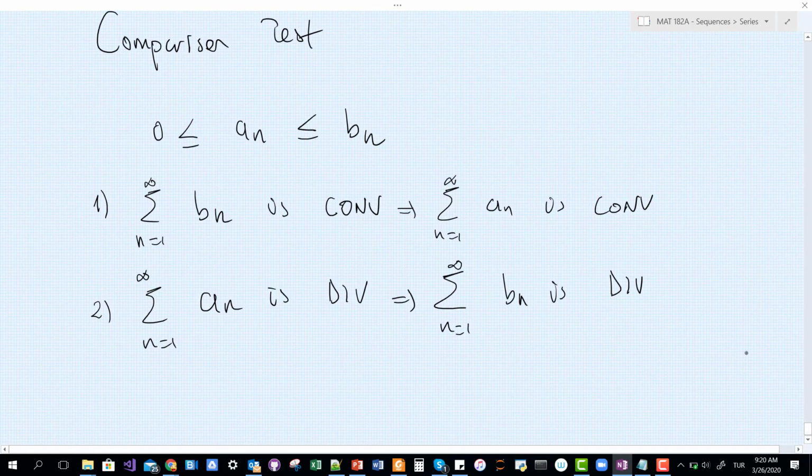But as you notice, I need to know two things. I need to satisfy two conditions. First of all, if my question is about AN, I should be able to find a BN which I know is convergent. If the question is the other way around, I should find a series which is less than the one I know, and then I should know if it is divergent. So let's look at the examples and try to understand how I can apply the comparison test.